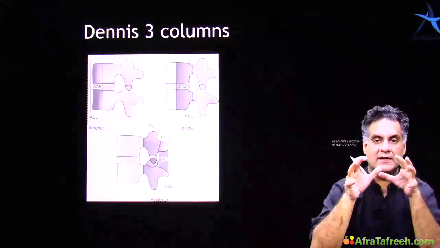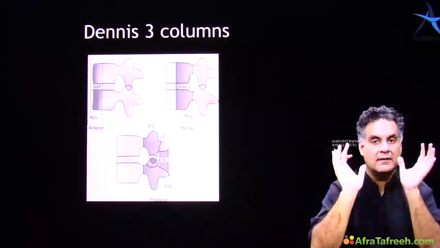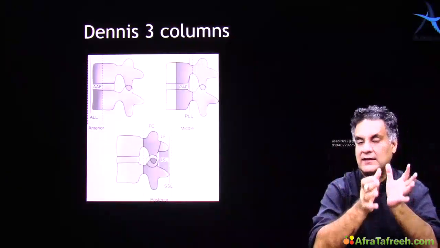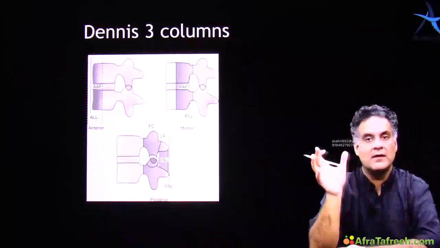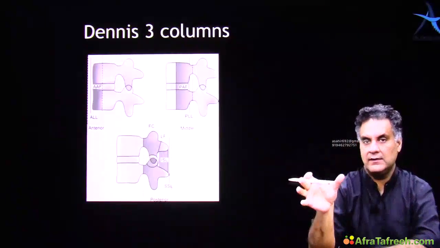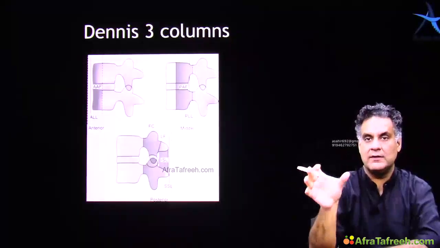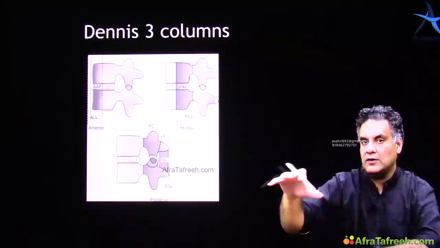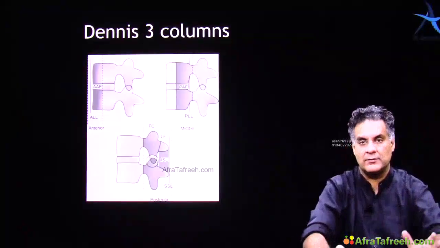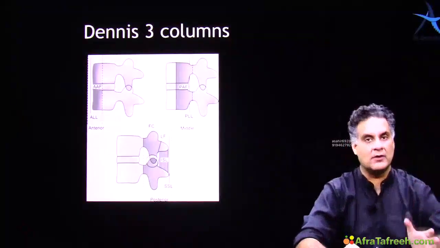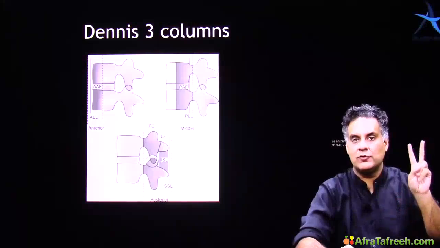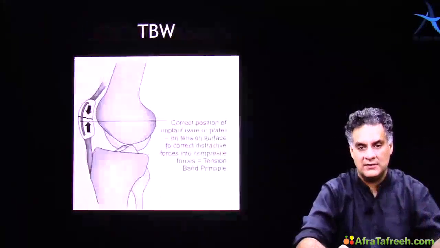Denis has classified the columns of the spine into 3 parts. The anterior part of the vertebral body, the disc and the anterior longitudinal ligament is the anterior column. The posterior part of the vertebral body, the disc and the posterior longitudinal ligament is the middle column, and all the other posterior structures, the pedicle, lamina, the transverse process, and the spinous process is the posterior column. So if you have involvement of 2 out of 3 columns, it's an unstable injury.